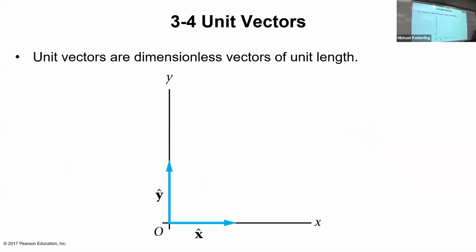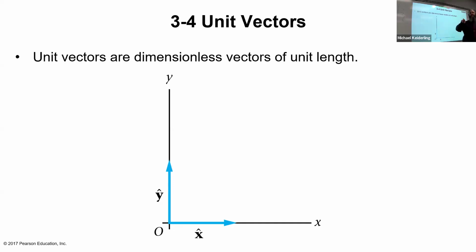So, unit vectors are the vectors we use to talk about what directions are. Unit vectors are dimensionless vectors of unit length. If you multiply a scalar by a unit vector, you'll get a vector in that direction. They're a way to talk about a direction. So these are the unit vectors we're most commonly going to use in this course.